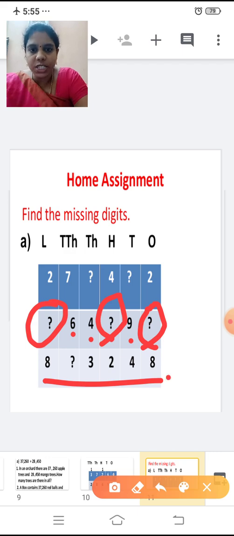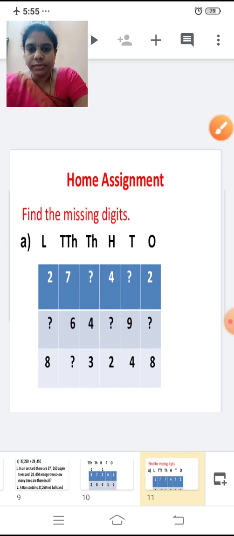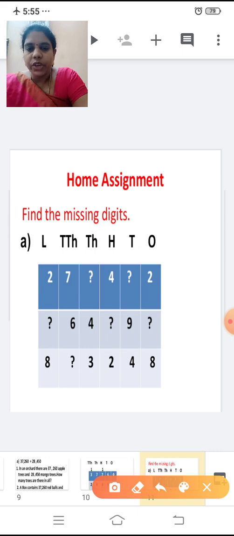Sum: 8 in the ones place, 4 in the tens place, 2 in the hundreds place, 3 in the thousands place. Question mark, this we are going to find out in the 10,000 place, and 8 in the lakhs place. We are going to find out the missing digits.